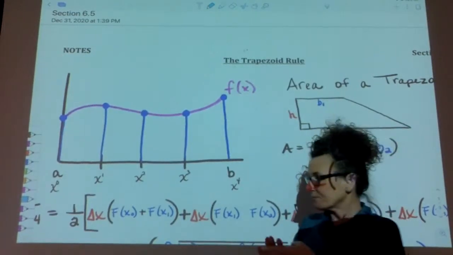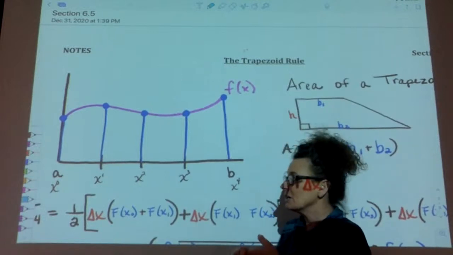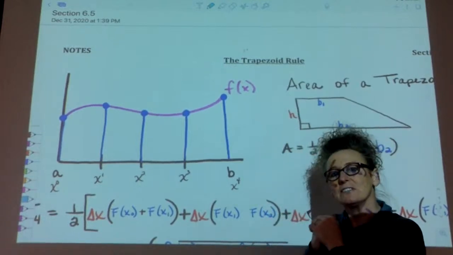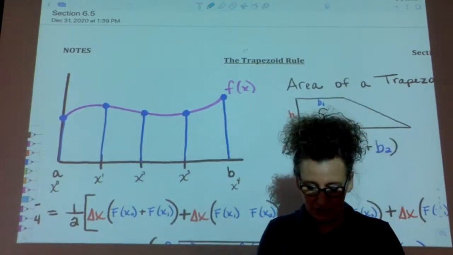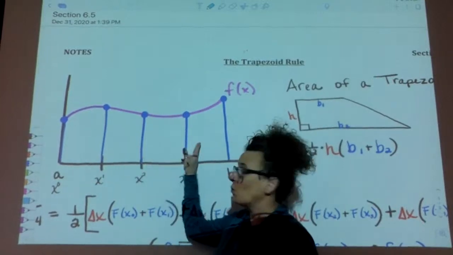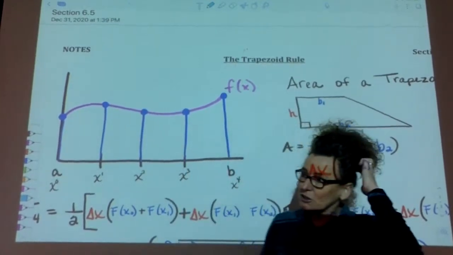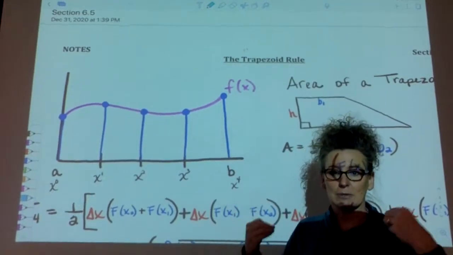Well, now I want to show you another way. It's even better. We're going to use trapezoids instead of rectangles. So you can see I've got area under the curve. I've divided it into 4 parts, so I'll show you the area using 4 different trapezoids.